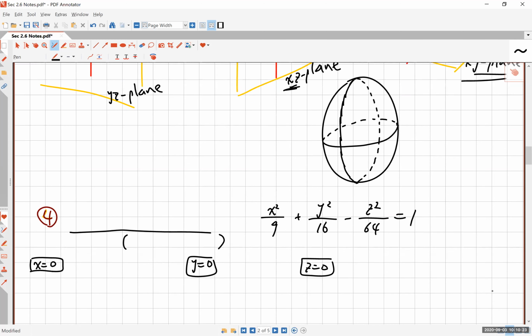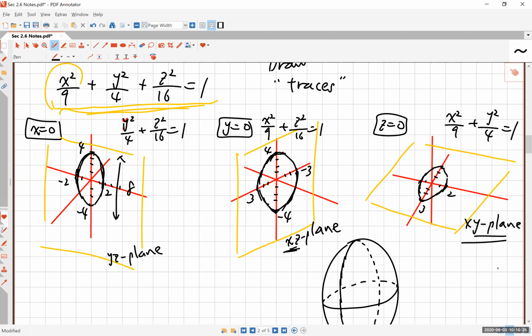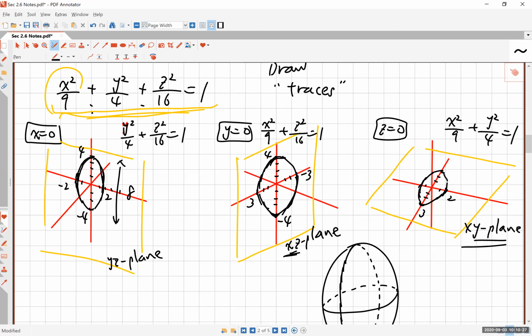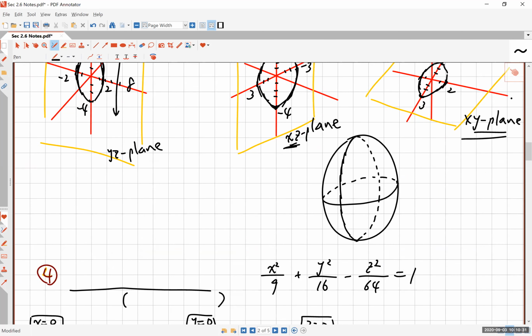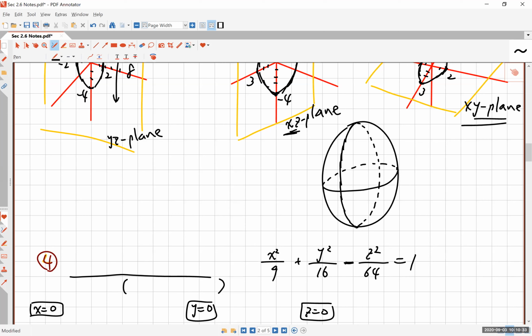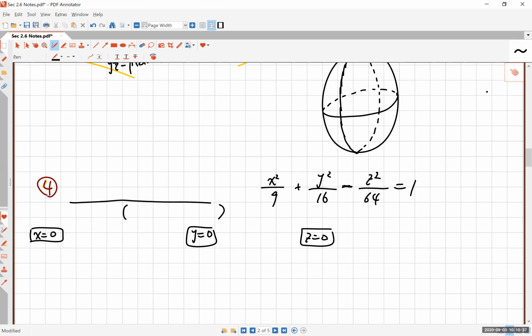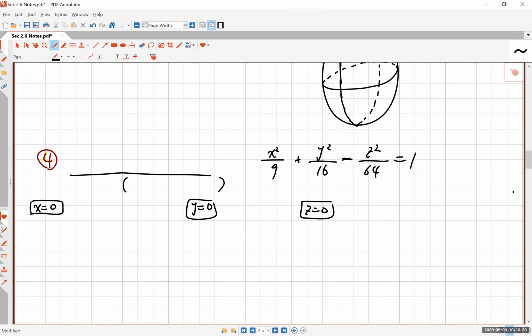Next one. I'm going to change this just a little bit. You had a plus and plus, everything was added here. That's what made this into an ellipsoid. What happens if one of them is a negative one? Oh, here, a negative sign. So go ahead and try. Maybe you can pause this and figure out what this looks like.